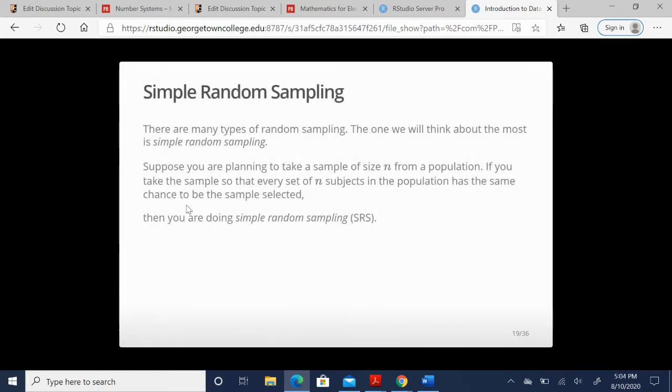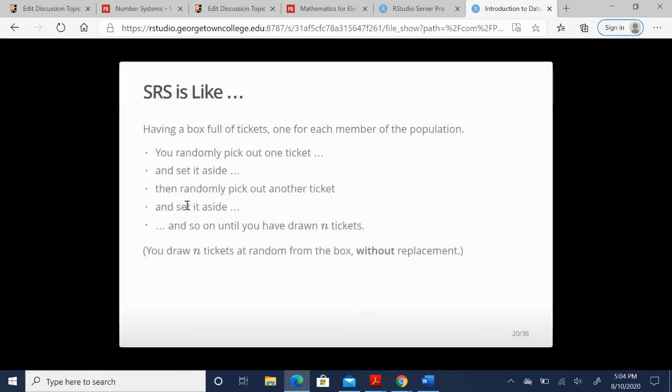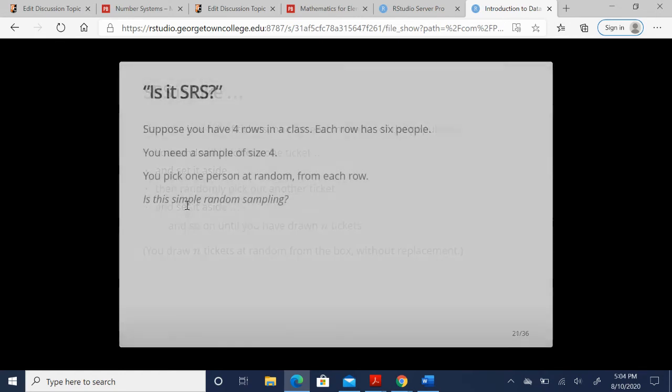We have a couple of types of that. We talk about simple random sampling. So basically, we're going to take a sample of size n, and you set that sample up so that every subject in the population has the same chance. So, if we were to throw everybody's name into a hat, shake them up, and choose randomly, that's simple random sampling. Okay, so SRS, simple random sampling, is like having a box full of tickets, one for each member, randomly picking out one, setting it aside, until you've drawn n, or however many people you're going to put in the sample. So you draw them at random and you don't put them back in.